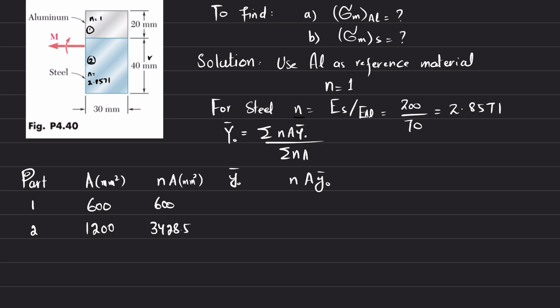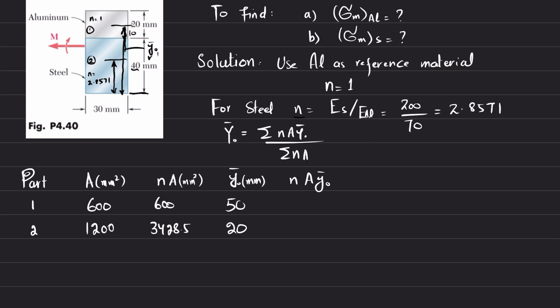Now y naught bar. So y naught bar 1? If you choose the lower edge as the reference line, half of 20 is equal to 10. So this 10 plus 40 will give you y naught bar 1, and that will be equal to 50. So I will write it as 50, and the unit will be millimeter. Similarly, y2 will be its half, which will be equal to 20. So y2 will be 20.